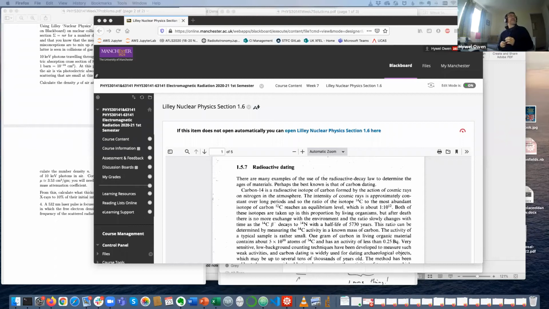So hopefully this session will be useful not just for this course, but just generally. It's a common area of confusion. So we'll go through a few things in this example sheet.